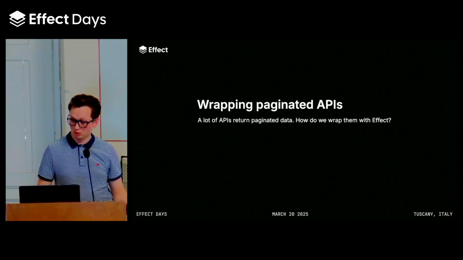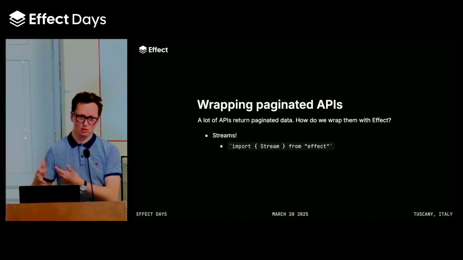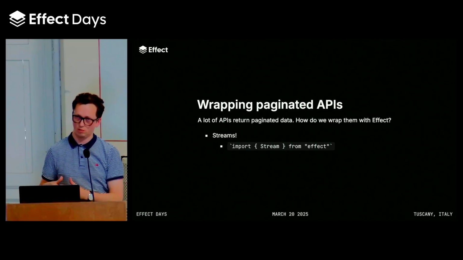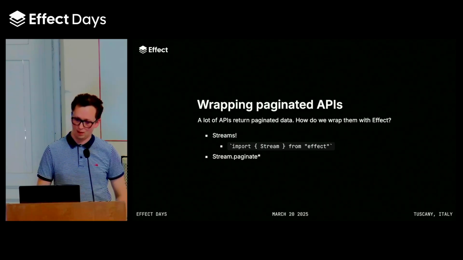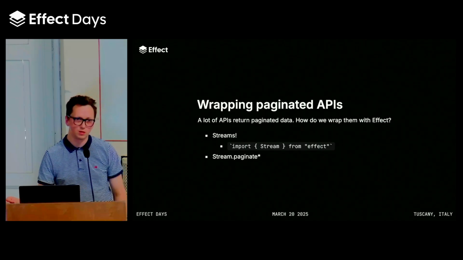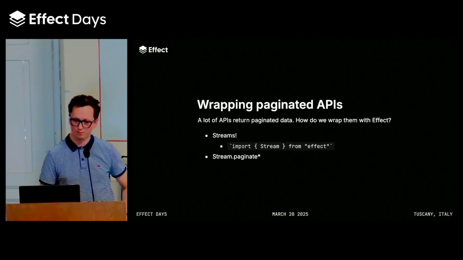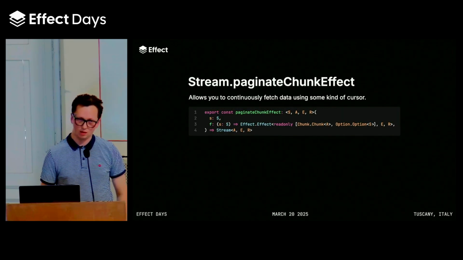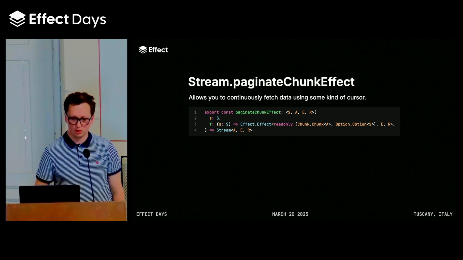And what I usually turn to for this is streams. Stream is a module from Effect which represents a series of events or items, kind of like RxJS in some ways. And in particular for this situation, I turn to the stream.paginate APIs, which are focused on this particular problem. I generally always turn to stream.paginate chunk effect, a bit of a mouthful.